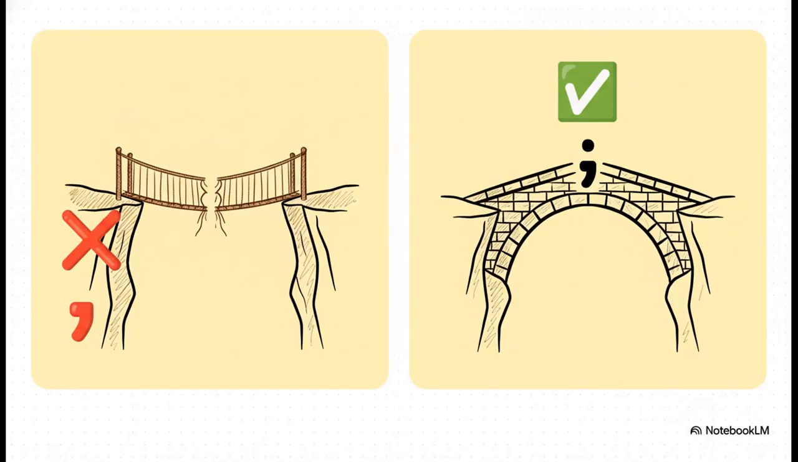And here it is. On the left, using just a comma creates something called a comma splice. That little comma just isn't strong enough to hold two full sentences together. The correct way, which you see on the right, is to use a semicolon. Think of it as a super comma. It's doing the heavy lifting of connecting those two big ideas properly.